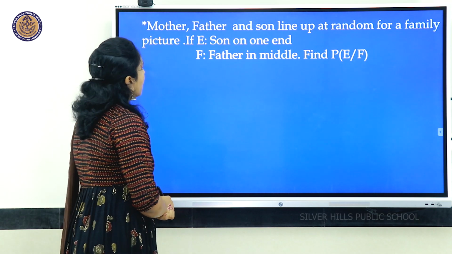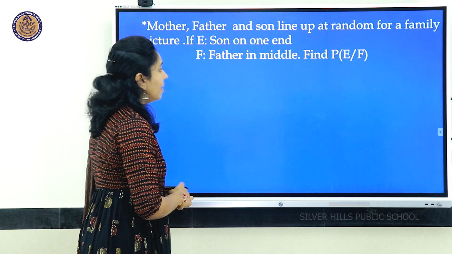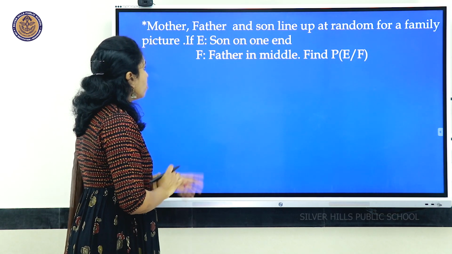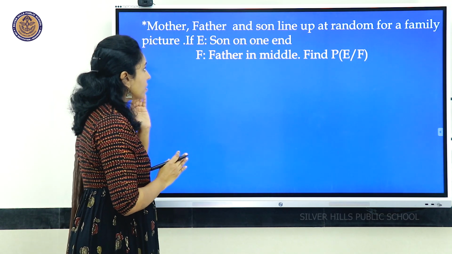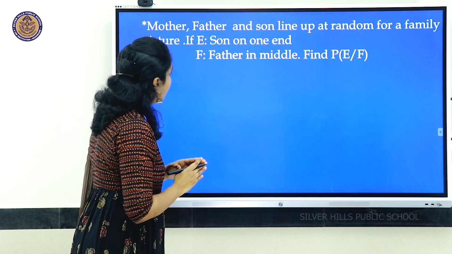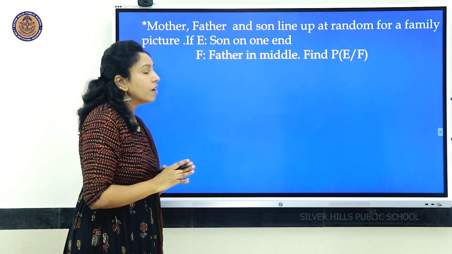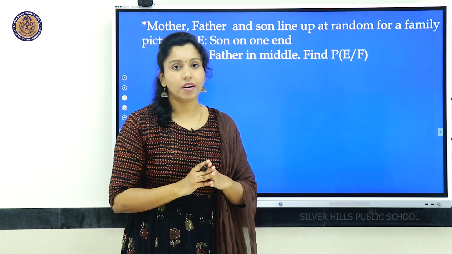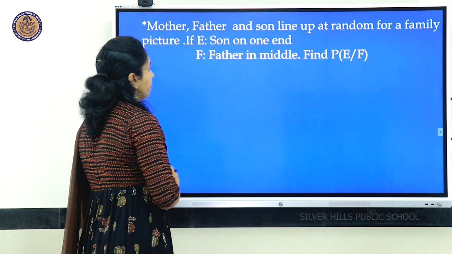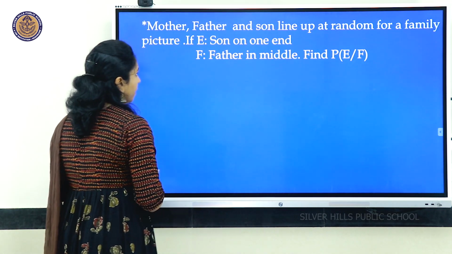Next one: mother, father and son line up at random for a family picture. Two events are given here. E is the event, son on one end. F is the event, father in the middle. Find P of E given F. The events E and F are given here. So how do we find P of E given F?